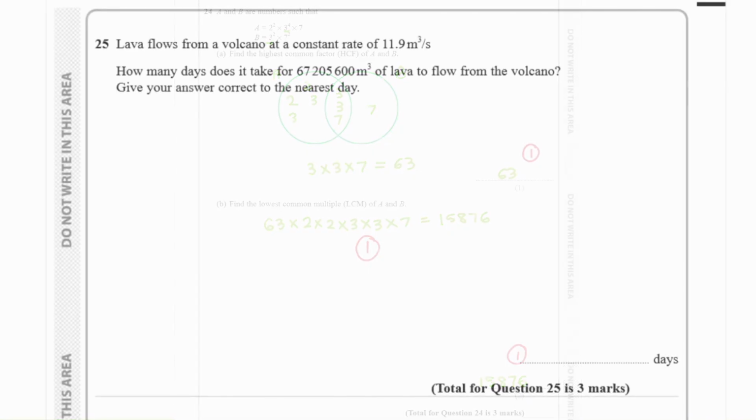15,876. Question 25. Lava flows from a volcano at a constant rate of 11.9 meter cubed per second. How many days does it take for 67,205,600 meter cubed of lava to flow from the volcano? Give your answer correct to the nearest day.